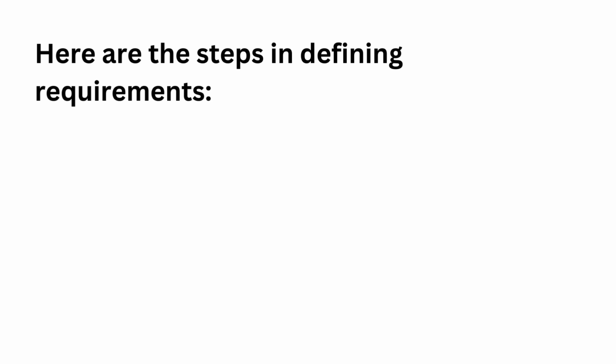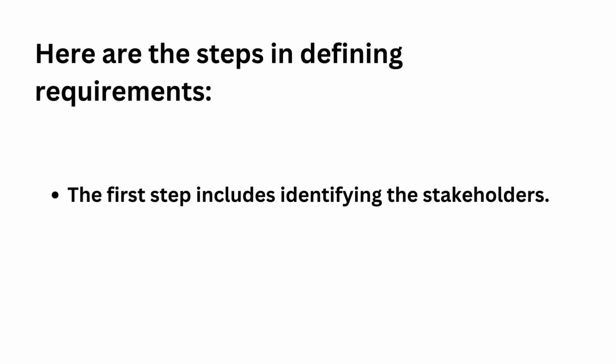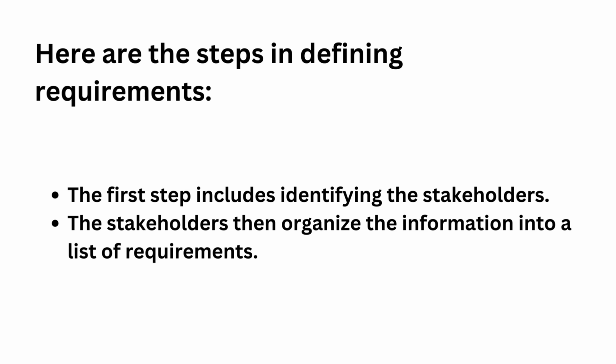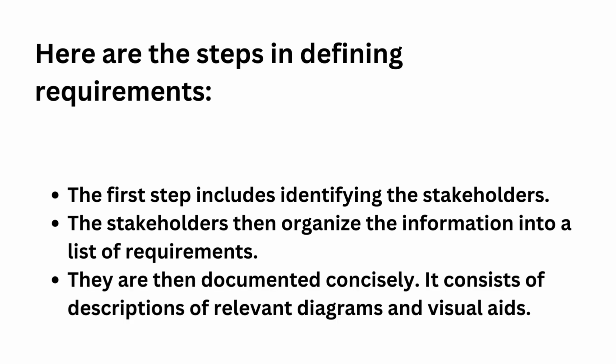Here are the steps in defining requirements. The first step includes identifying the stakeholders. The stakeholders then organize the information into a list of requirements. They are then documented concisely. It consists of descriptions of relevant diagrams and visual aids.